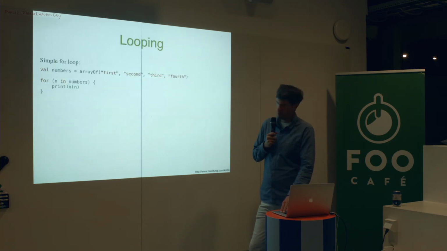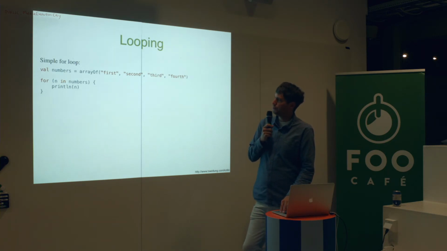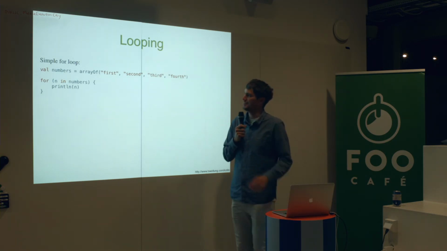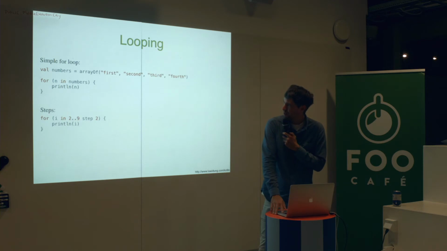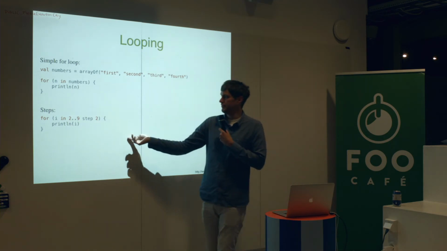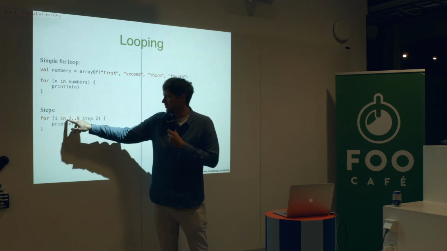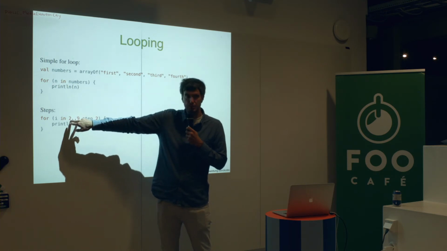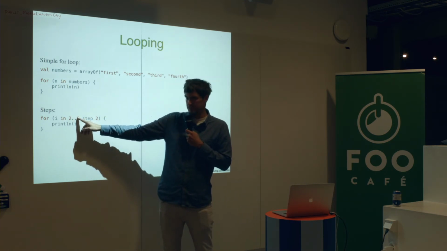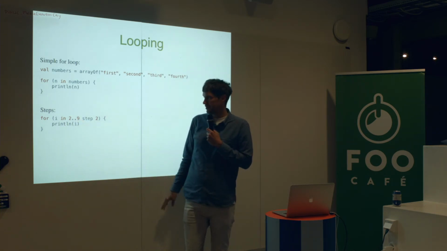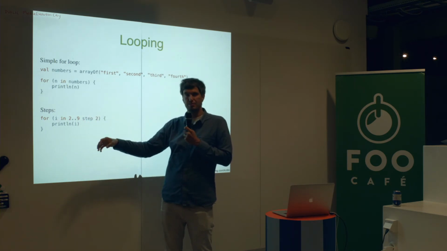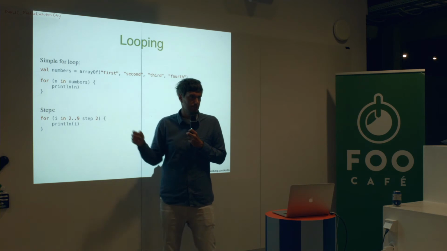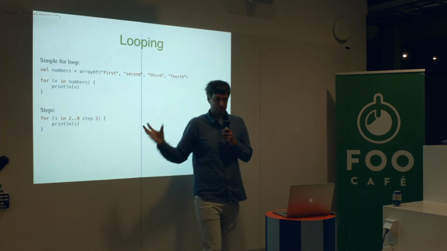Loops. This is how you do a for loop in Kotlin. For something in numbers, you can probably understand that. You can use step. And when you do dot dot, this is an inclusive range, so 9 is actually included. You can use 2 until 9 if you want what's called an inclusive-exclusive range. But here it's inclusive.